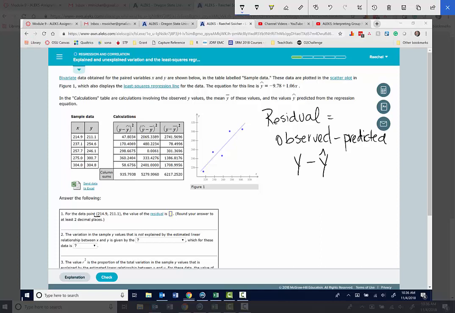In this case, we've been given an x and a y value. So our x value is 214.9 and our y value is 211.1. And where do we get our predicted y value from? Right, the regression line is going to give us predicted y. So it's our observed y minus negative 9.78 plus 1.06 when x is, over here it's given to us, 214.9.